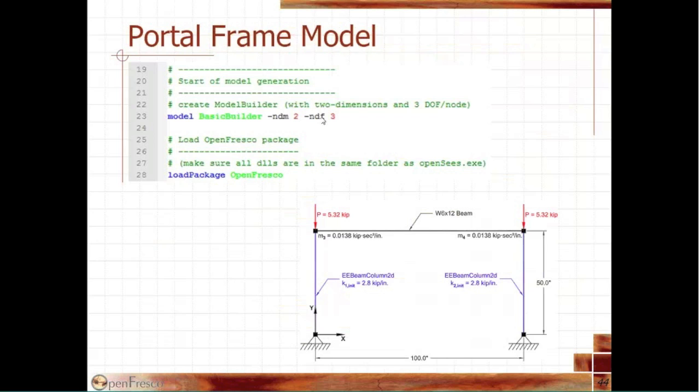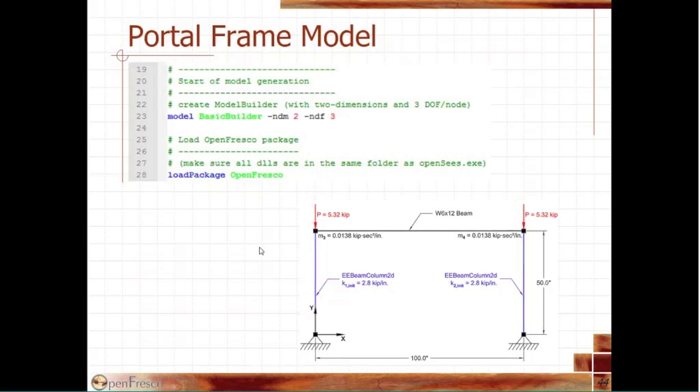The second command, which is very important here, which is on line 28, is that now we want to load into OpenSees all the OpenFresco commands, so that the OpenFresco commands will be accessible to OpenSees. And the way we do this, we basically state the command loadPackage OpenFresco. So that will make accessible all the OpenFresco commands to OpenSees.